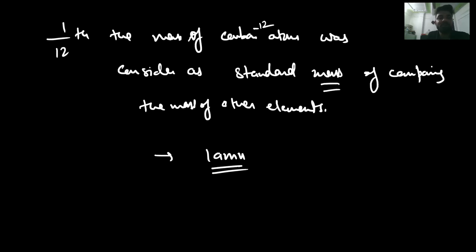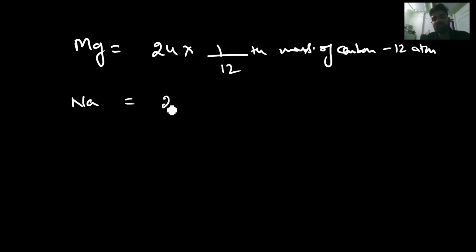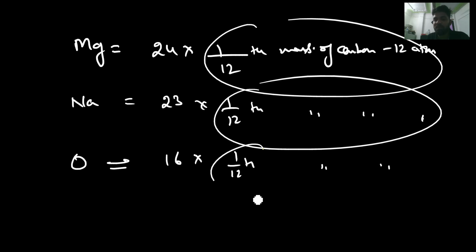We cannot write every time 1/12 the mass of a carbon atom. Let me explain. For example, if you are searching for the mass of a magnesium atom, a magnesium atom is 24 times the 1/12 mass of a carbon 12 atom. Similarly, a sodium atom is 23 times the 1/12 mass of a carbon 12 atom. And oxygen is 16 times the 1/12 mass of a carbon 12 atom. So every time we are not going to write this, 1/12 mass of a carbon atom.